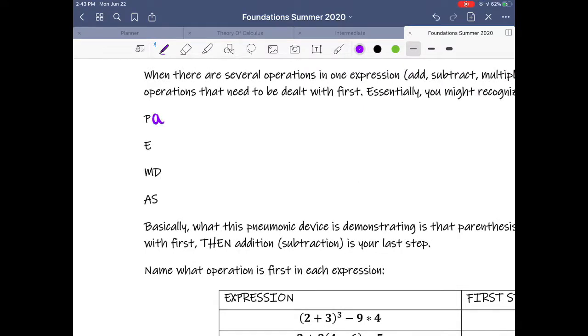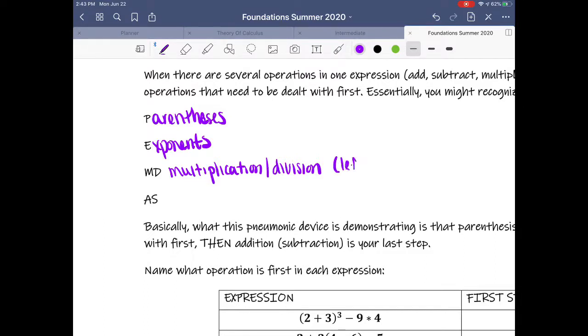This P stands for parentheses. Oops, spelled that wrong. There we go. E stands for exponents. I put M and D on the same line because division is technically the multiplication of fractions. So MD stands for multiplication and division. If you have these on the same line, you work left to right. Typically speaking, not every time, but generally speaking, that's what you're going to do.